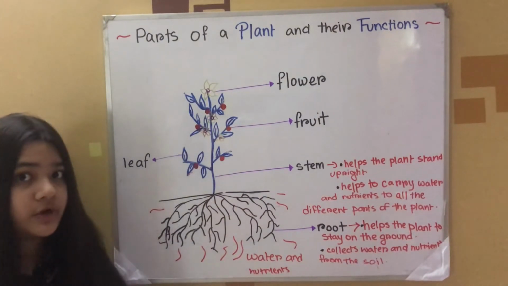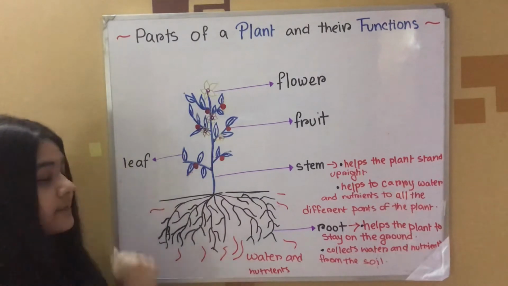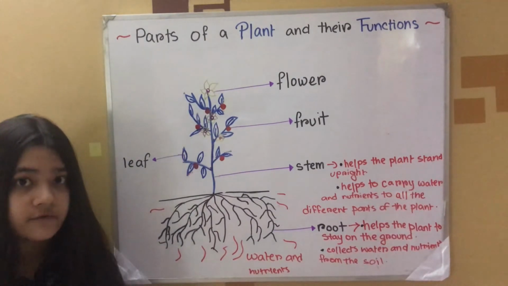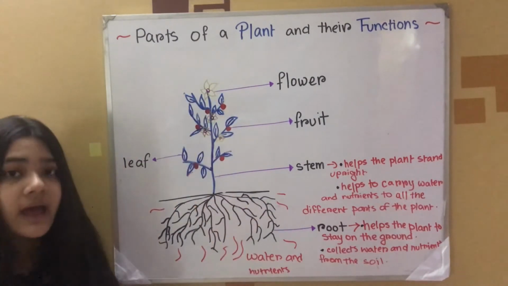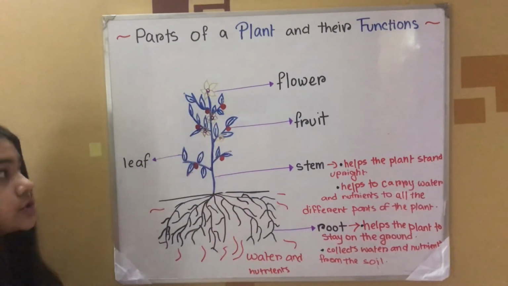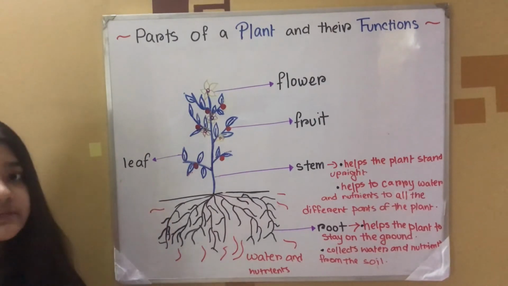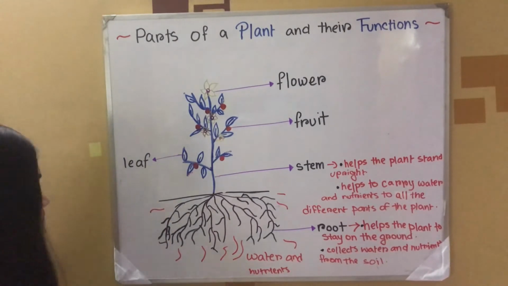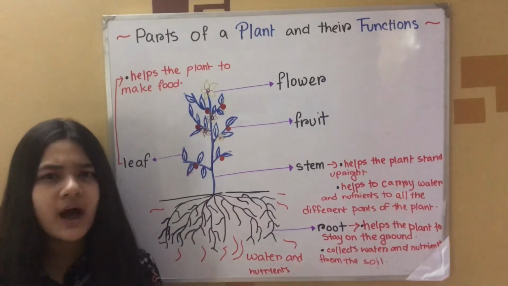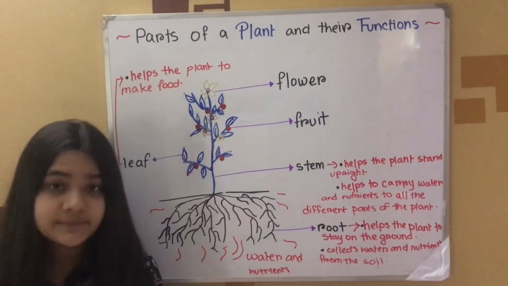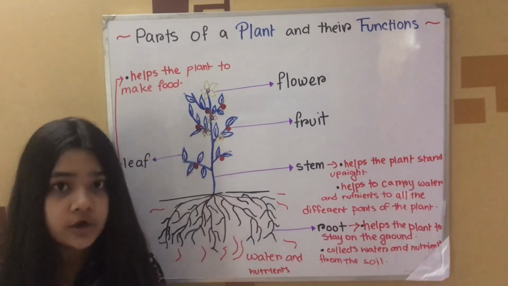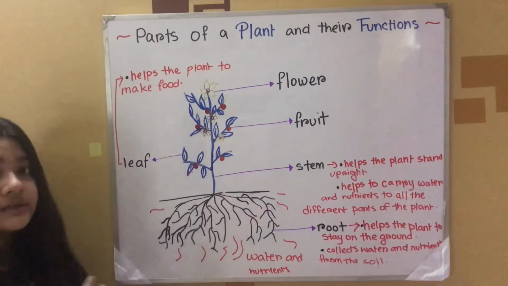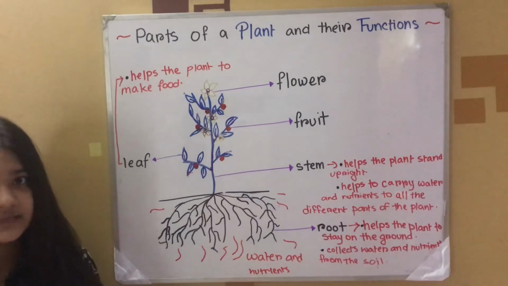The third part we are going to learn about is the leaf. The leaf is called the kitchen of the plant. This is because the plant is a living thing and it needs food to survive. So the leaf helps the plant to make food. Sometimes we ask, why is the leaf green? This is because the leaf contains a green pigment called chlorophyll. And the process of plants making food is called photosynthesis.